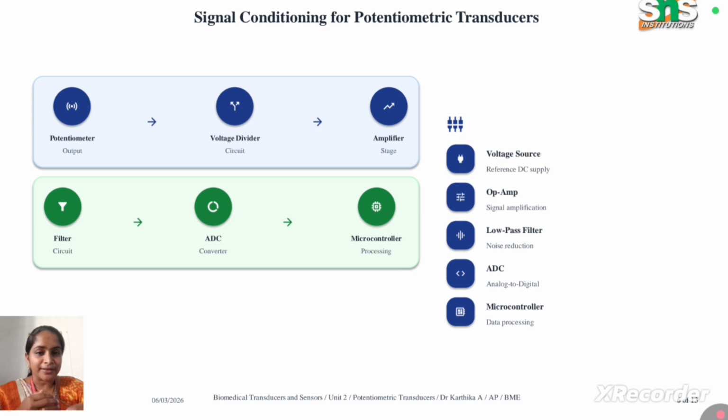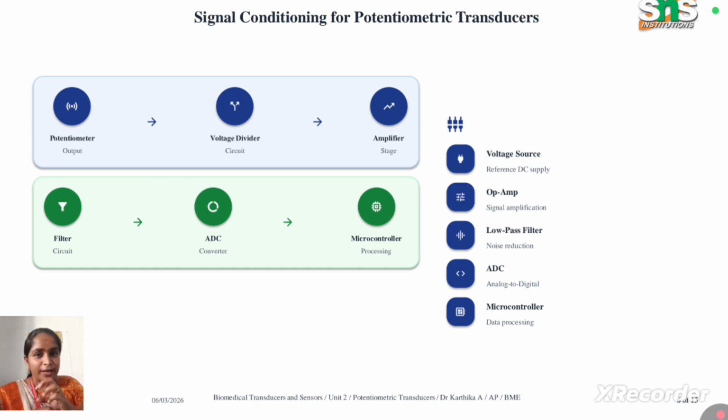Here we are using signal conditioning for potentiometric transducers. First, the potentiometric output, which is fed into a voltage divider circuit, then an amplifier stage, then a filter. After the filter, we have the ADC, analog to digital conversion, then a microcontroller for processing the output.